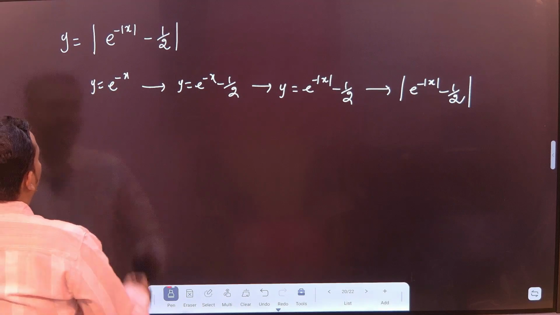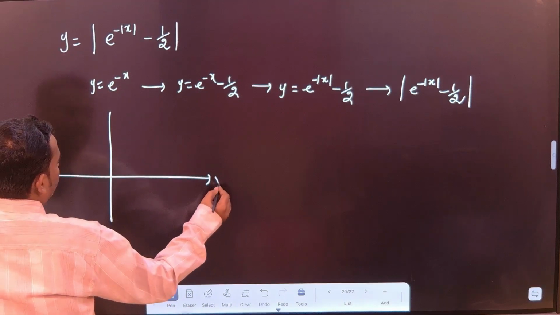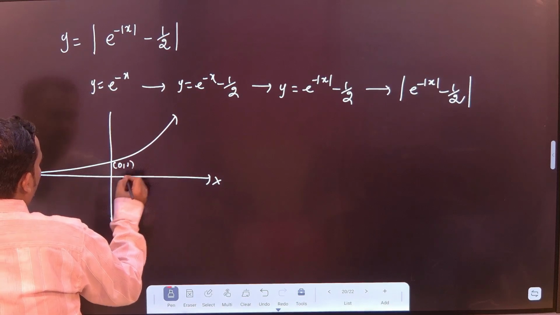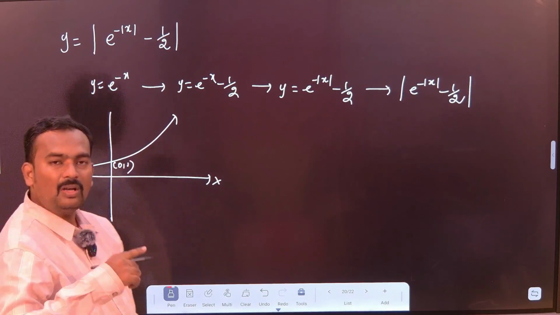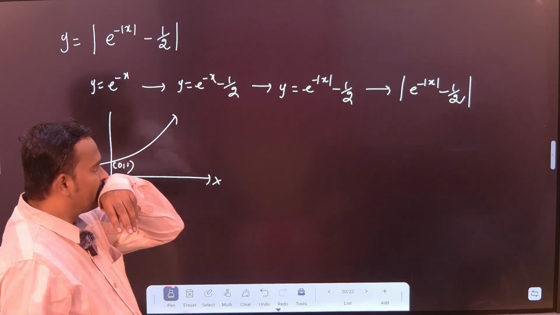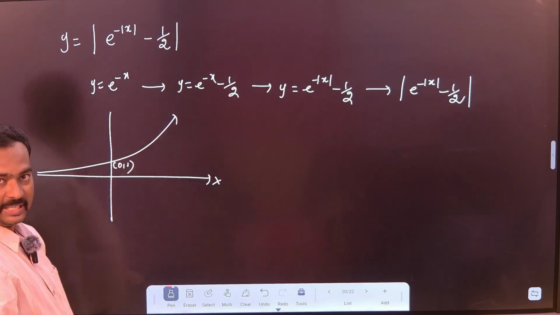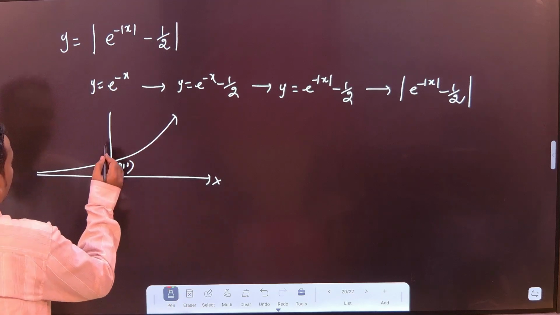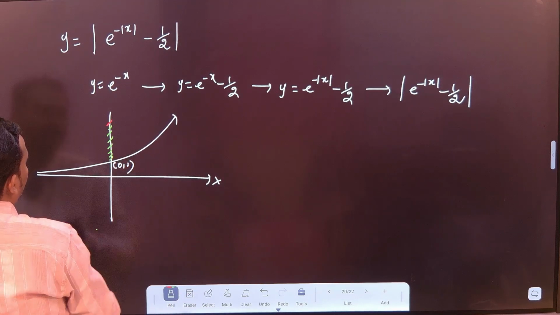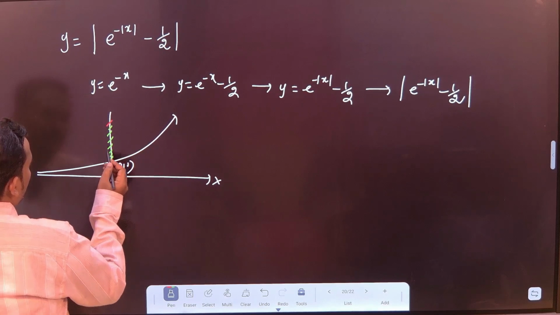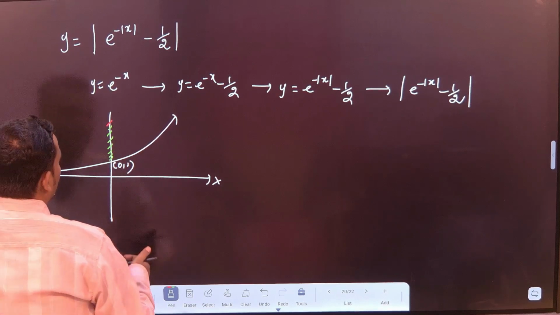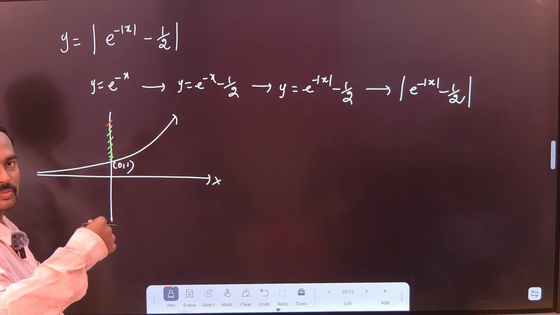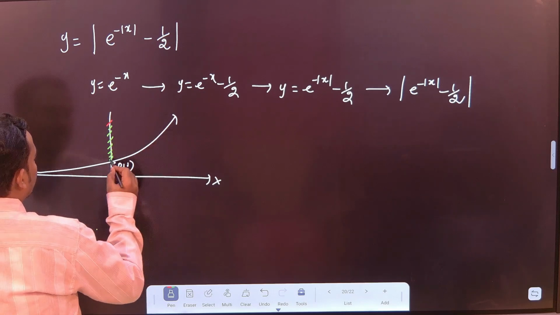Okay. So you already know the e power x graph, right? 0 comma 1. The first transformation, f of x changes to f of minus x, right? We discussed this. What can we do? Take the y-axis as the mirror. x changes to minus x means the y-axis as a mirror.